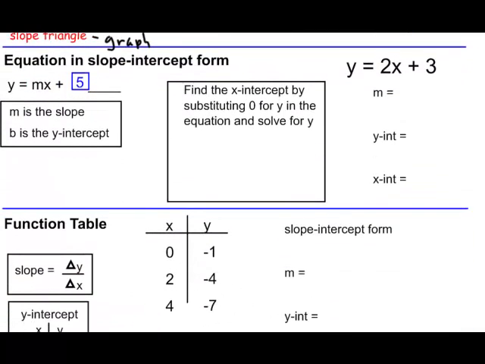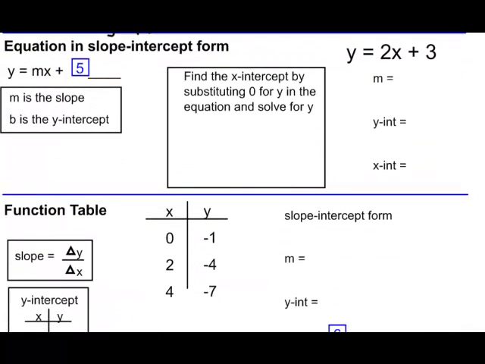All right, our first function, when it's in equation form, we know that it has to be in slope-intercept form, so we have y equals mx plus b. So m is our slope from previous learning, and b is our y-intercept. We know that to find the x-intercept, we can substitute 0 for y in the equation and solve for x. Another teeny mistake. Apologize for that.